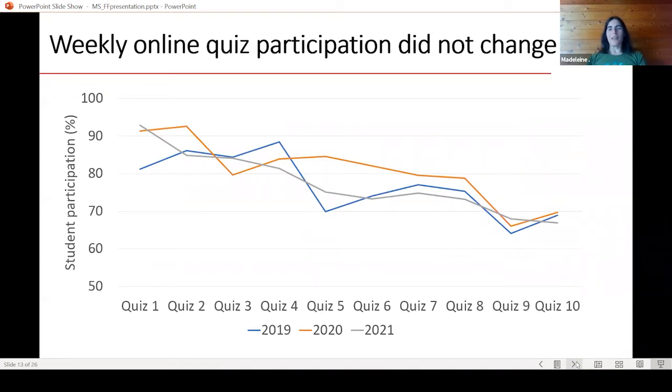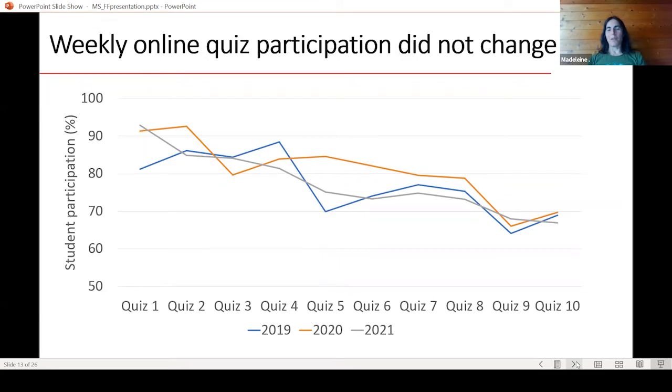With the weekly online quizzes, of course, there's also a drop in participation over the semester. This is not the score in the quiz, this is just whether they were attempted or not. You can see starting in week 1, we have around 90%. Here I'm showing 3 years of data: 2019, pre-COVID, 2020, during COVID, and 2021, still during COVID. You can see the drop over the course of the semester is basically the same in each of those semesters.